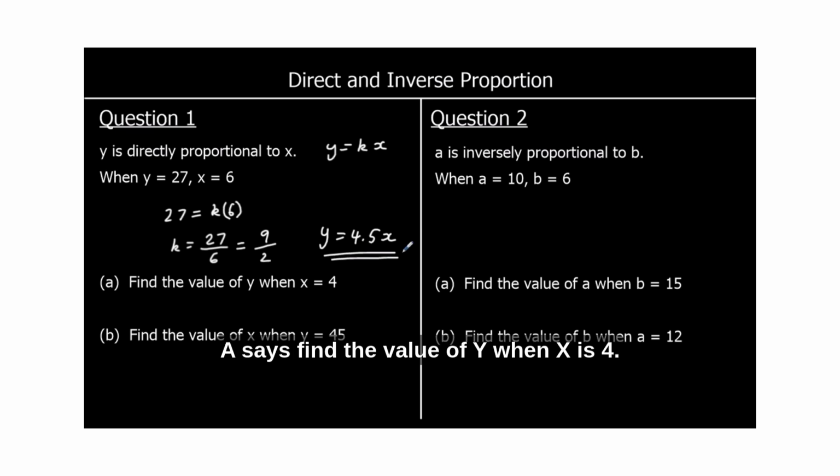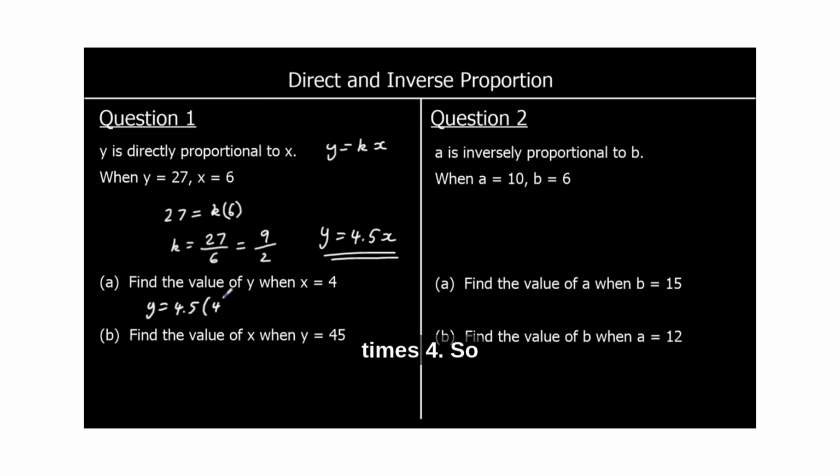Part A says find the value of y when x is 4. So y is 4.5 times 4. So 4.5 doubled is 9, and doubled again is 18. Part B, find the value of x when y is 45. So that's 45 equals 4.5x. So 45 divided by 4.5, that's 10. So x is 10.